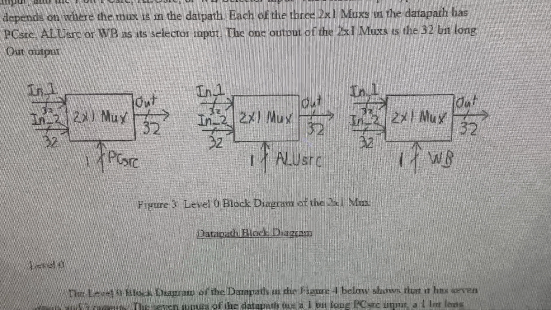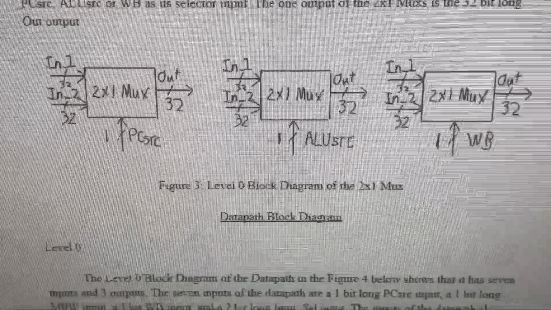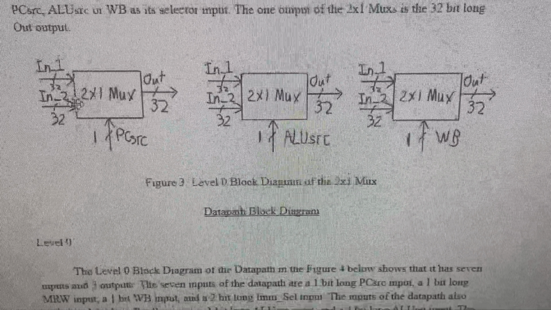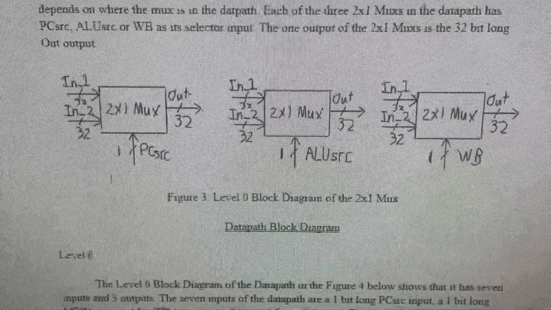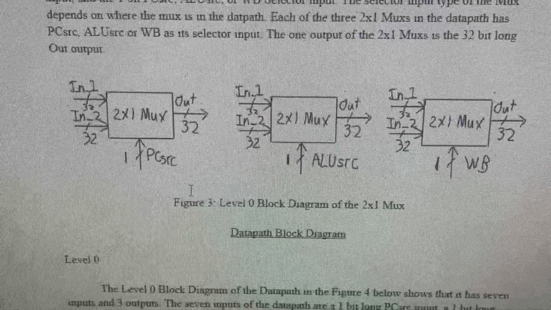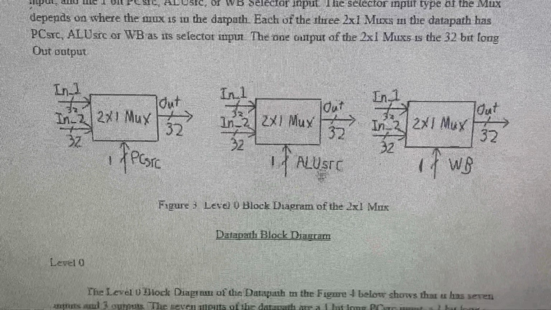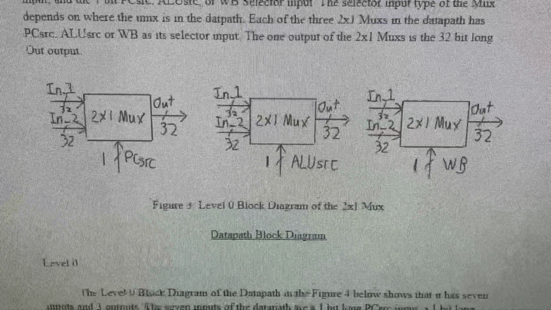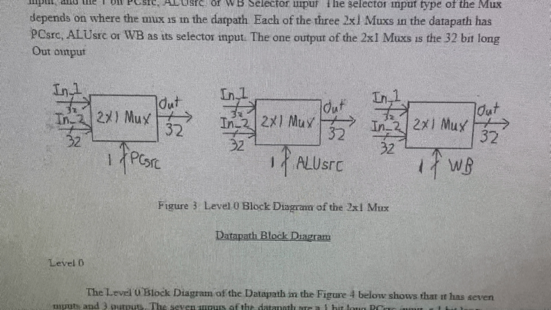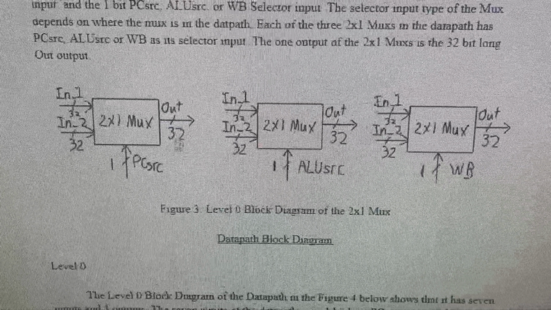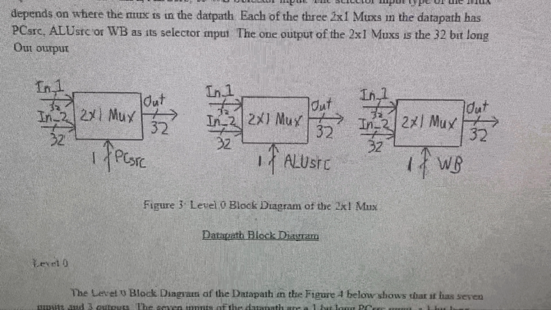Next, we got the 2x1 multiplexer block diagrams. So you got all of them right here. They all look pretty similar. I guess the one thing you can show that's different is the PC source versus the ALU source versus the WB. They all have the same inputs, which is input 1, input 2, both 32 bits, and the same output, which is a 32-bit output. Like I said, these are the only differences.